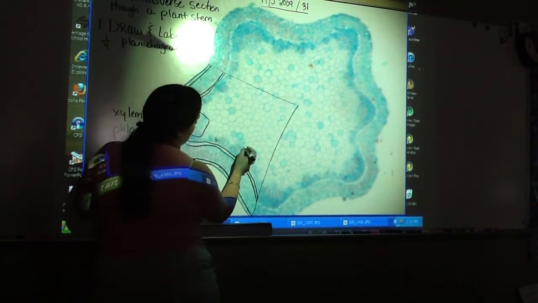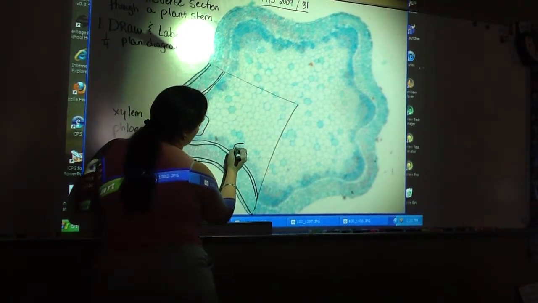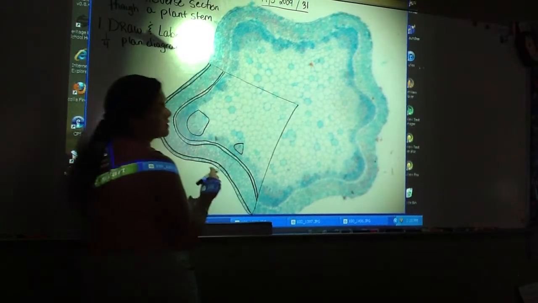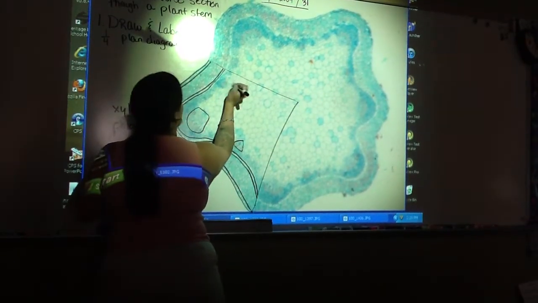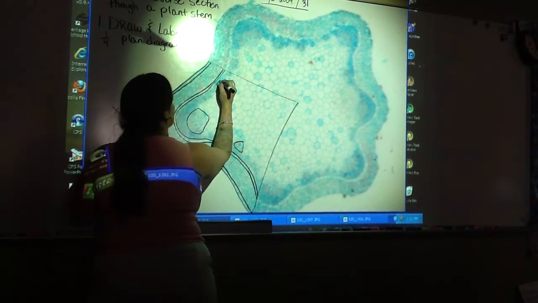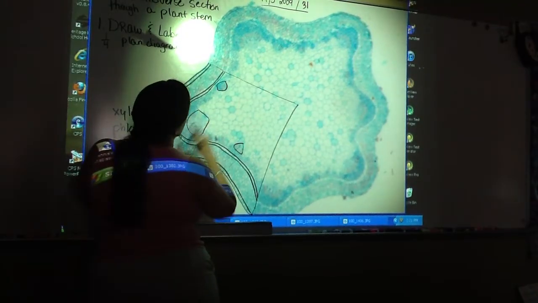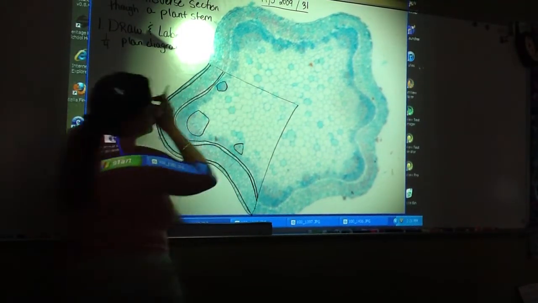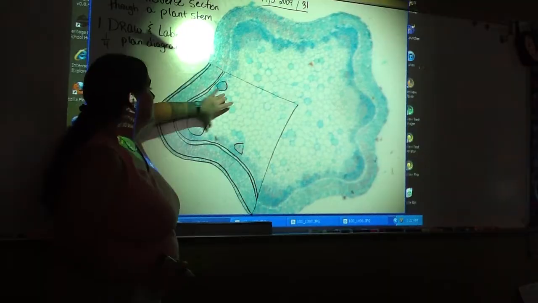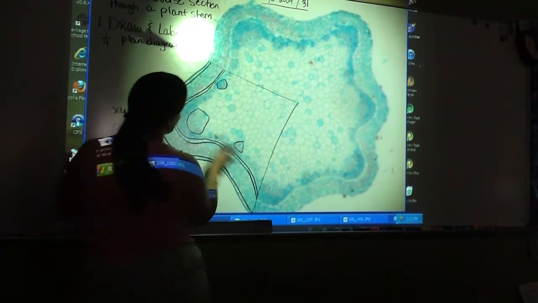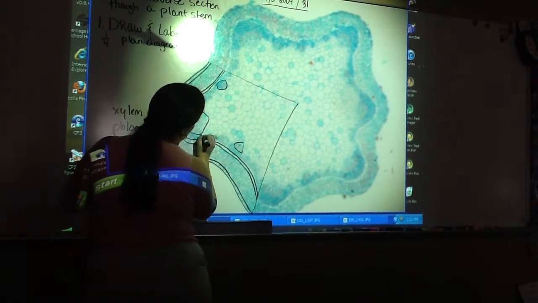One of the specifications for this question is that you realize that there are large and small vascular bundles. You must draw at least 3 vascular bundles, and so when you do this, you need to make sure that you have one large one that's at least twice the size of the smaller ones. And then you're going to want to draw on this last bit of tissue.